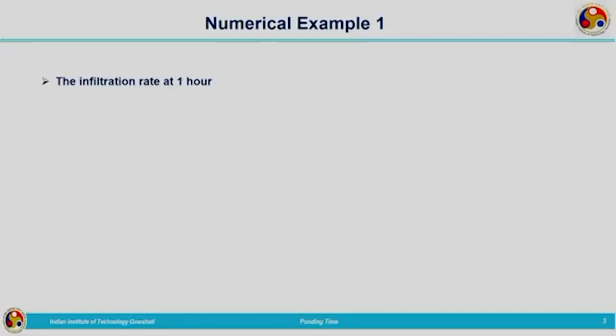Now, what do we need to compute? We need to compute the infiltration rate at 1 hour. The same Green-Ampt equation corresponding to infiltration rate will be utilized, that is small f is equal to k psi delta theta divided by F plus 1. Psi delta theta is known, and capital F is the cumulative infiltration computed in the previous slide. The hydraulic conductivity is already given to us. We just substitute in this equation and we can calculate the infiltration rate as 0.94 centimeters per hour.